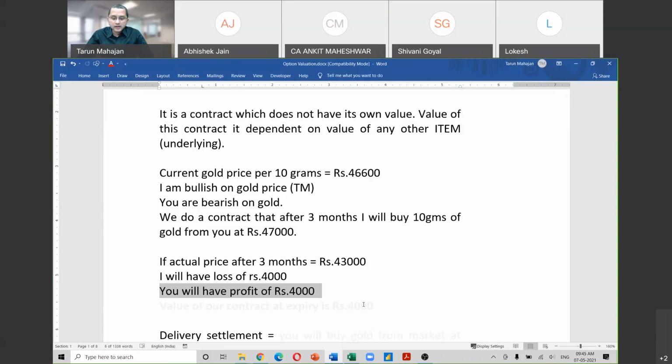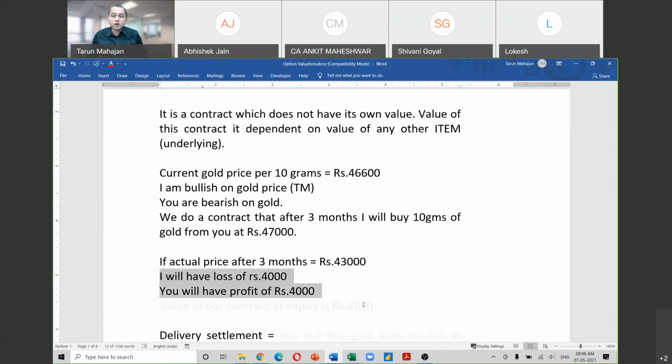So alternatively, what we are doing currently is you buy it from the market, you deliver it to me, I sell it into the market. You buy it from the market at 43,000, deliver it to me at 47,000, make a profit of 4,000. I sell it in the market at 43,000, and sustain a loss of 4,000.